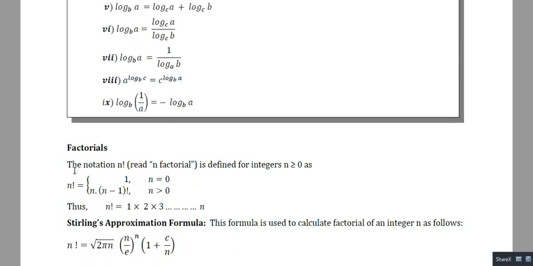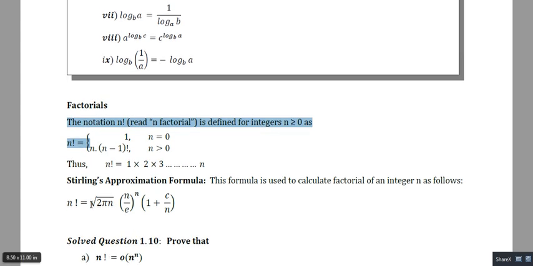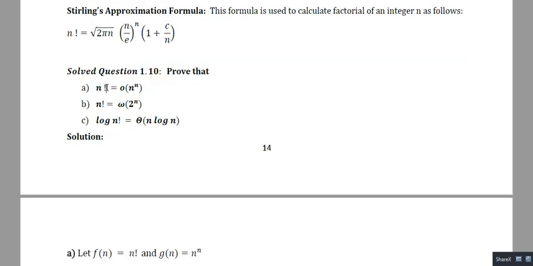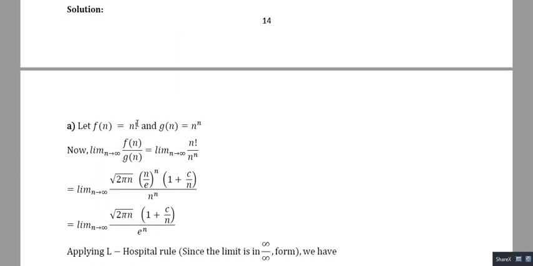And the factorial function: n factorial means the product of all integers up to n, 1 into 2 into 3 up to n. This is a useful formula to find the factorial of any integer, and it is called Stirling's approximation formula. This one is useful to solve all these given questions. We have to prove that n factorial is equal to little o n power n. So assume this is fn and this is gn, so fn equal to n factorial and gn equal to n power n.